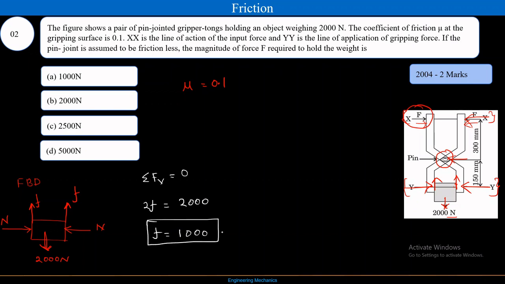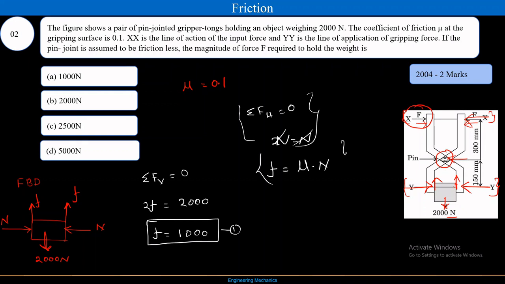This is the known one first. Secondly, resolving my horizontal forces, which is equal to 0. So what I can say, N is equal to N. This is not needed at all. But my frictional force formula is F equals mu dot N. This is my frictional force formula.